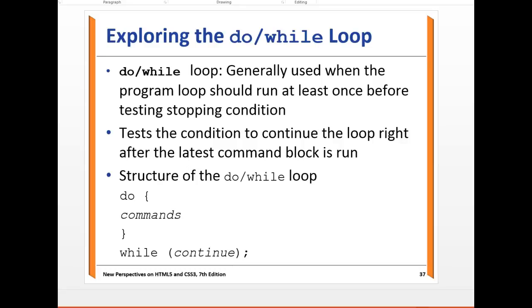We also have do while. A do while loop is generally used when the program loop should run at least once before testing the stopping condition. It tests the condition to continue the loop right after the latest command block is run. The structure for the do while is do, open braces, commands, close braces, while continue.